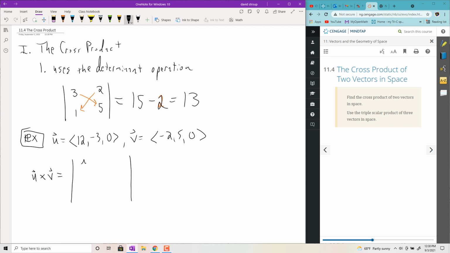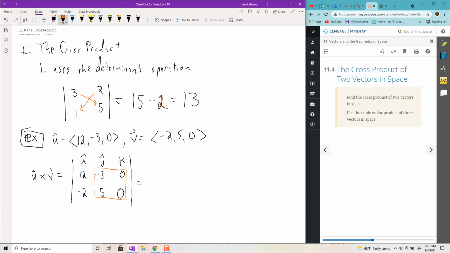Across the top, you're going to put i, j, k. And then you'll have 2 rows inside the box, one for each vector. Put the first guy in the first row. That's actually the second row, I guess. And the second guy in the last row. Okay, so we're basically going to have 3 determinant operations. And the first determinant operation is going to be this box here.